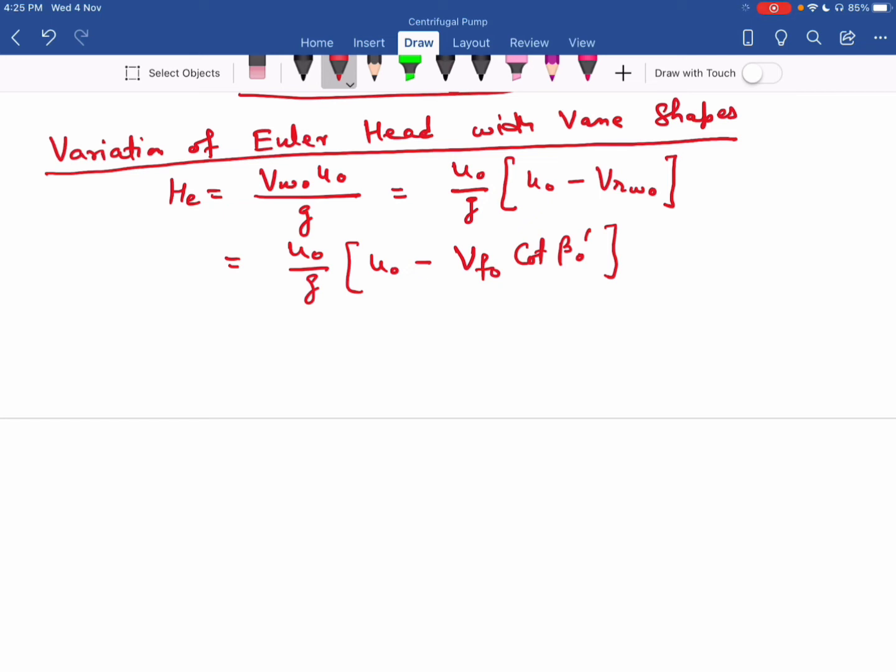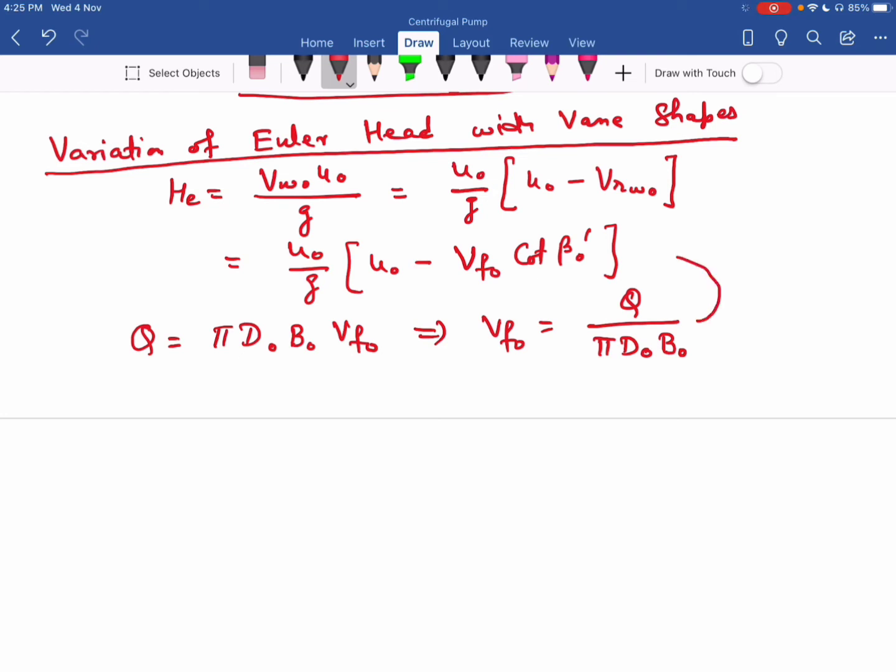Now I have the formula for discharge. So discharge is similar to that of my reaction turbine, that is pi, at outlet, I can write DO, BO, VFO. So from here, I can write VFO is equal to Q divided by pi DO, BO. So now put this value into above equation. I again write Euler head is equal to UO upon G, UO minus, now VFO is Q divided by pi DO, BO cot of beta O dash.